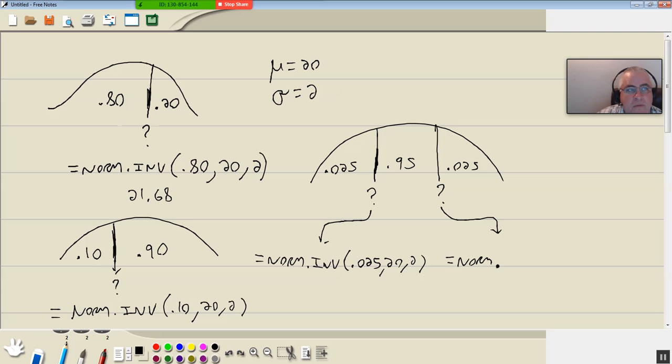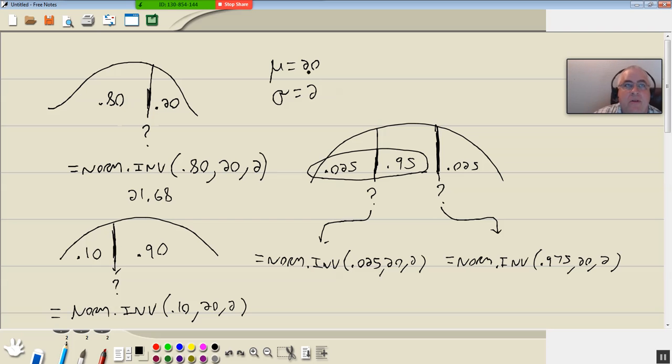it's equals norm INV. Now the area left of this value. Here's this value. So the area to the left will be both of these added together. 0.025 plus 0.95 gives us 0.975. And then we put in 20, and then we put in 2. And that gives us our value. So that's how you do it when you're given a value in the middle.